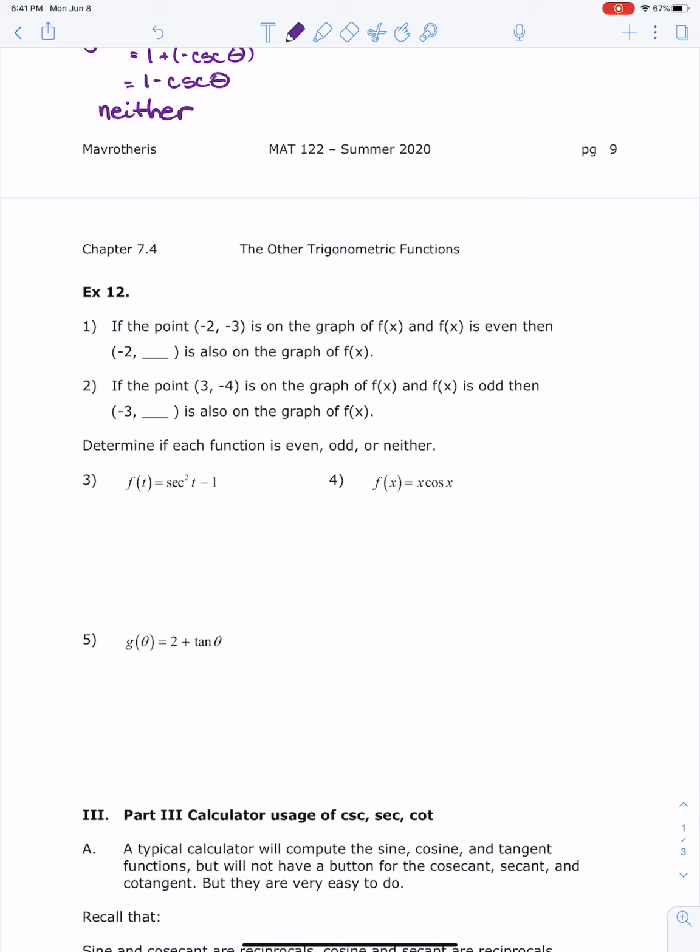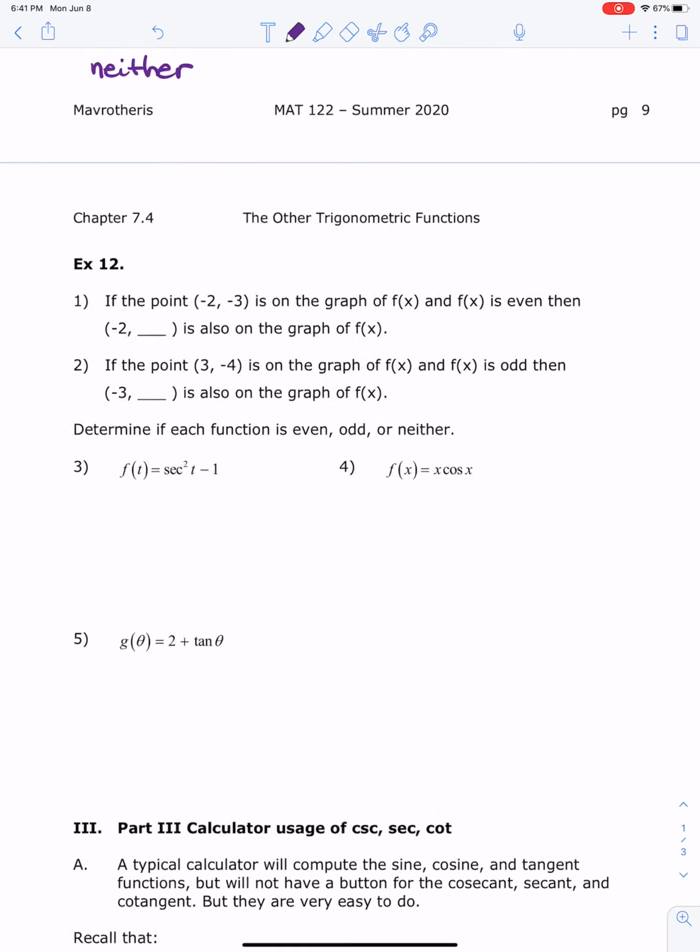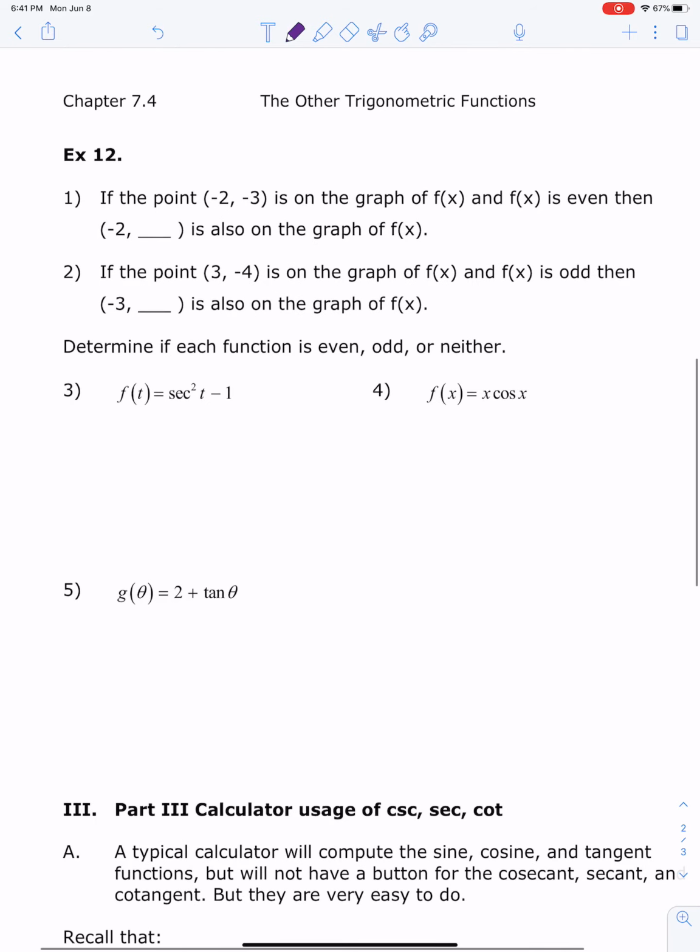If you feel pretty good about that, you can probably skip over this next couple of examples. Example 12, we're going to do the same thing. I just wanted to reinforce this, or I was really tired and just created more examples. Who knows? So example 12, number 1. So if (-2, -3) is on the graph and the graph is even, that means (-2, 3) is also on the graph. If (3, -4) is on the graph and the graph is odd, then we know the negative input gives us the negative output.